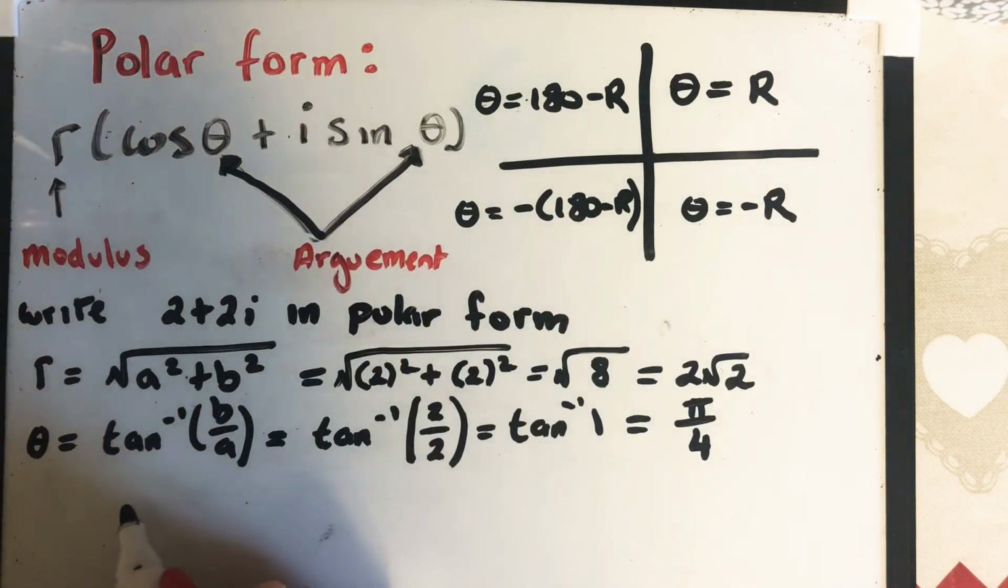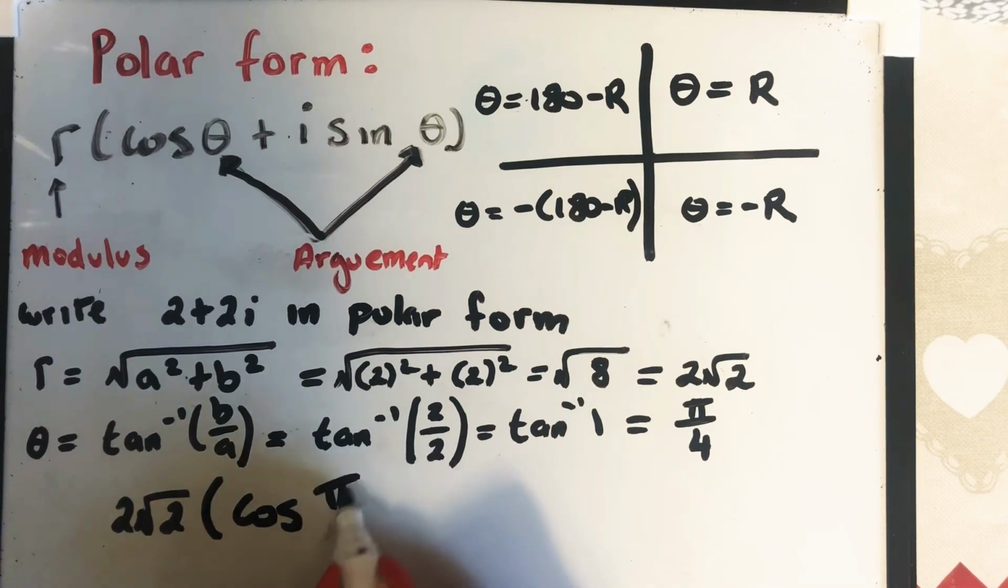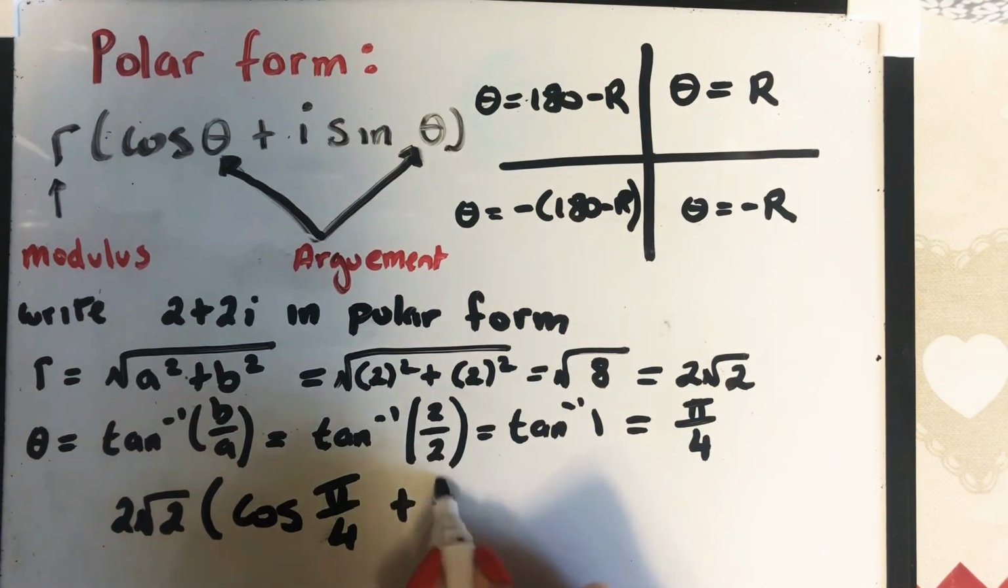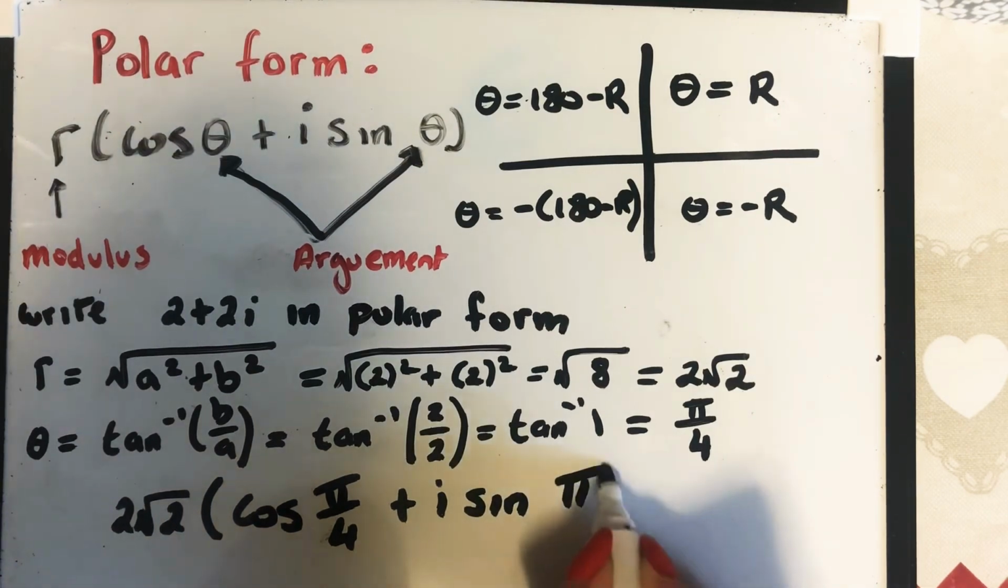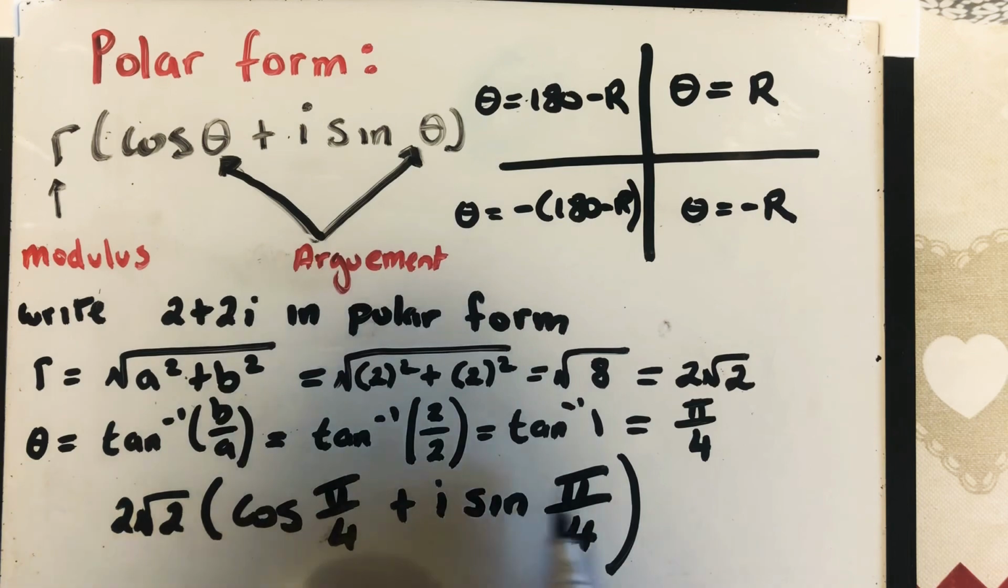So we have r is 2 root 2, cos pi over 4 plus i sine pi over 4. And we are done. So this is polar form for 2 plus 2i.